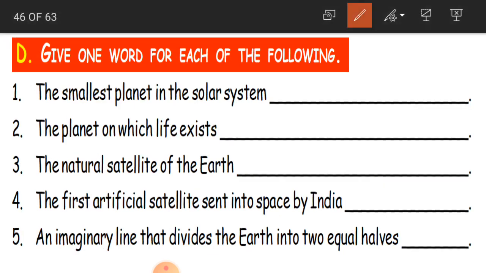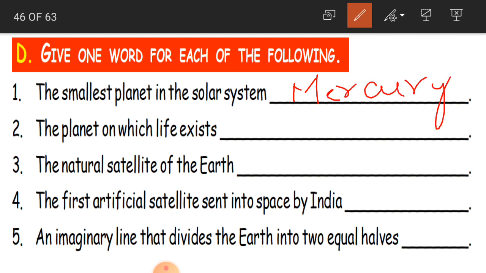Now, here give one word for each of the following. So let us do that. The first one is the smallest planet in the solar system. The smallest planet, which is very near the Sun, children, it is Mercury.